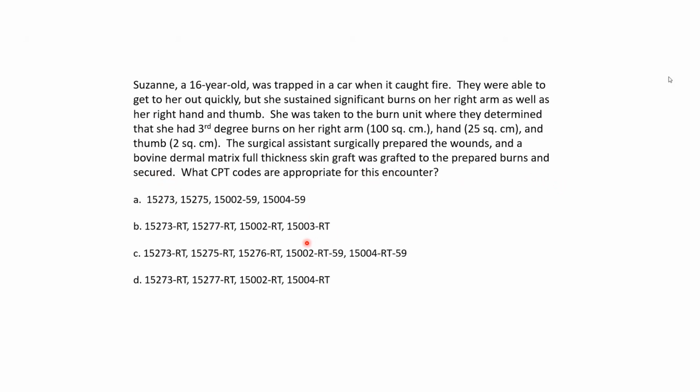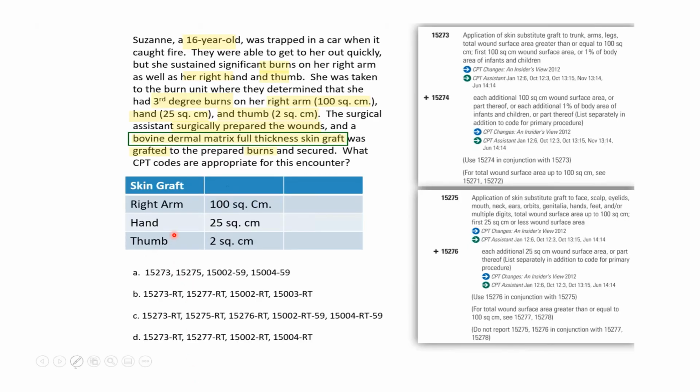What CPT code? Again, this is an example of the graft, but what is the kind of graft? It is a bovine dermal matrix full thickness. So this is a skin substitute graft, and then we need to find out if the skin preparation has been done. Yes, it has been prepared, and we have the area also with us. So let us take all the data that we have, and then we can zero down our answer. So let us put our data to get the correct answer.